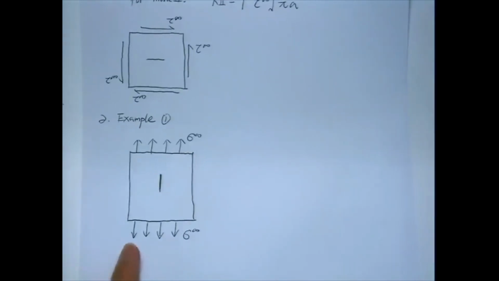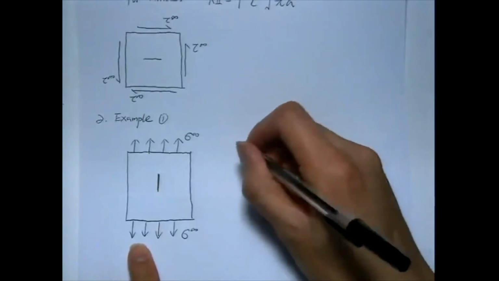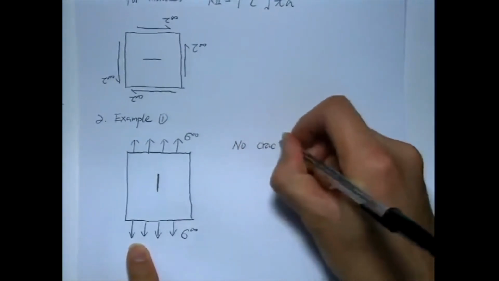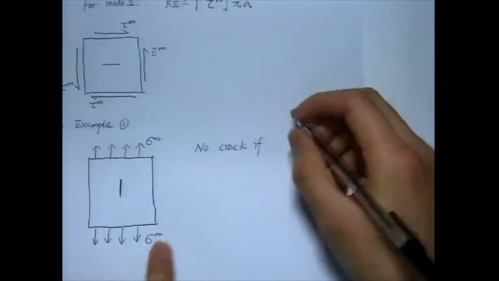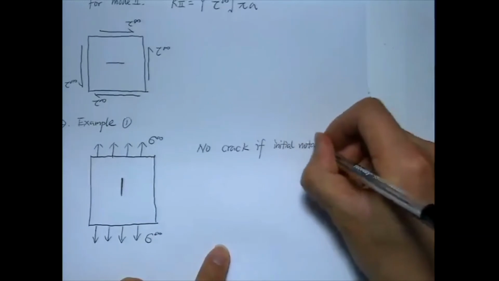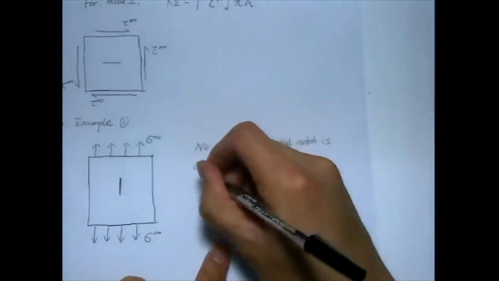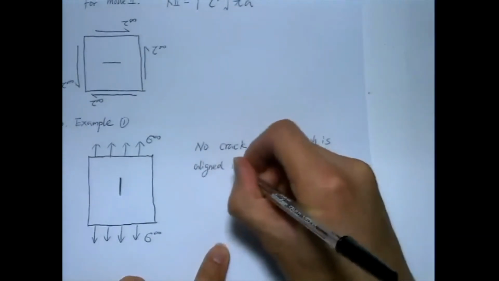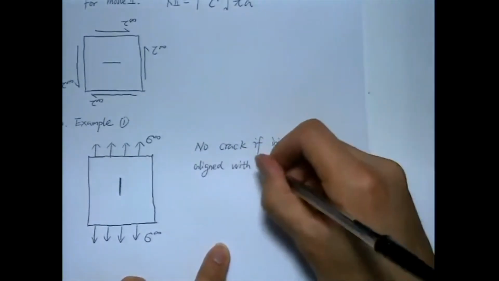Because basically mode 1 crack is you open the crack, but if you don't apply any load to open it, rather the load here is parallel to the crack, you're not opening the crack. So there's no crack at all in this case. Okay? So there's no crack if the initial notch is aligned with the loading direction.